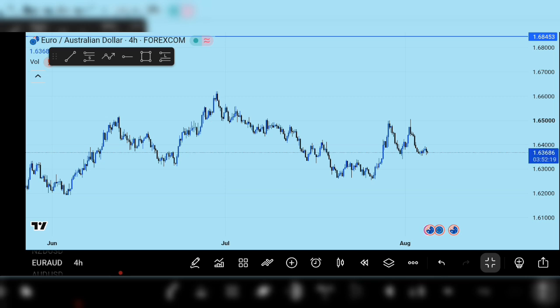So the reason why traders keep losing in the market is because of lack of directional bias. Lack of directional bias will make you take random trades. You don't know where the market is going, where the market is coming from. So in this video, I'm going to use market structure to show you how to know your directional bias. Without further ado, let's get straight into it.